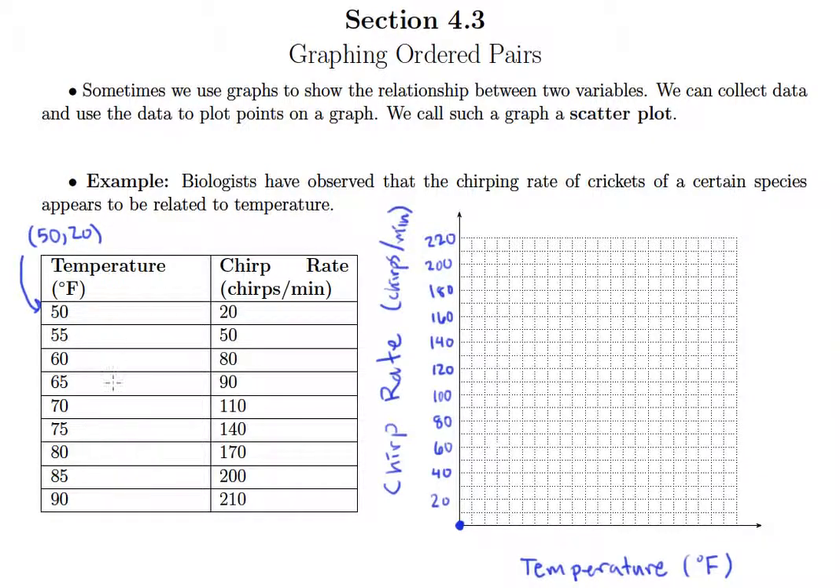Now for temperature, we have from 50 and looks like up to 90 is the highest. So we don't have quite as wide of a range, so we probably don't need to go by 10s even. But notice that we're starting at 50. I don't think it makes a whole lot of sense to start here at 0 and then have your very smallest x value be somewhere way up here.